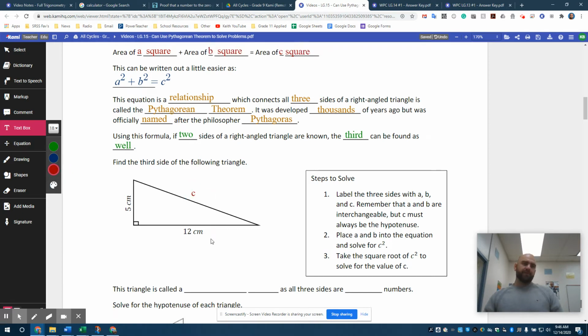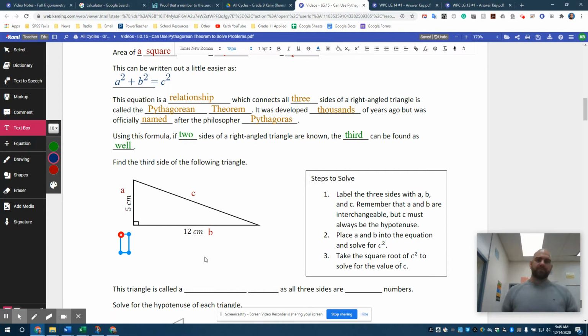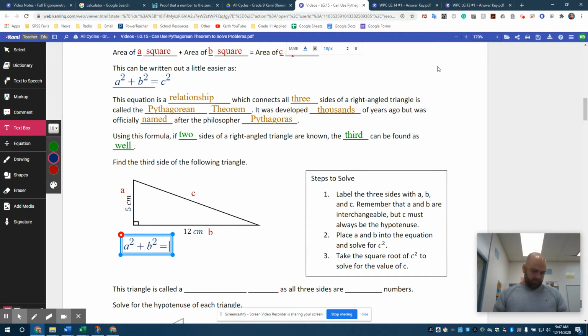First thing that we do is we label our sides with A, B, and C. Now remember, A and B are interchangeable. We could call this one B and this one A. That works as well. But this one will always be C. Next, we place into the equation, and we're going to solve for C squared in this case, because we're trying to solve for C. So our equation: A squared plus B squared equals C squared.